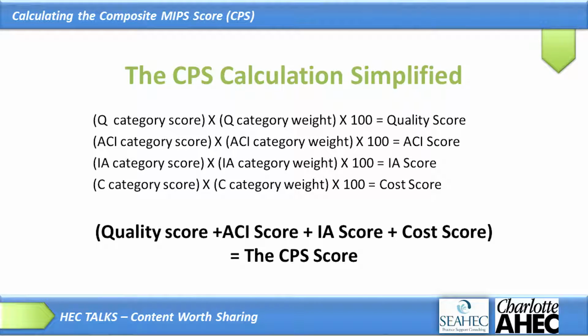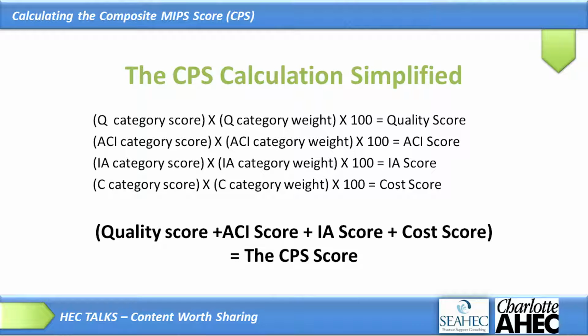Let's review. The quality category score is determined, which is then multiplied by the assigned quality weight and then multiplied by 100 to get the quality category performance score in points. The ACI category score is determined, which is then multiplied by the assigned ACI weight and then multiplied by 100 to get the ACI category performance score in points.